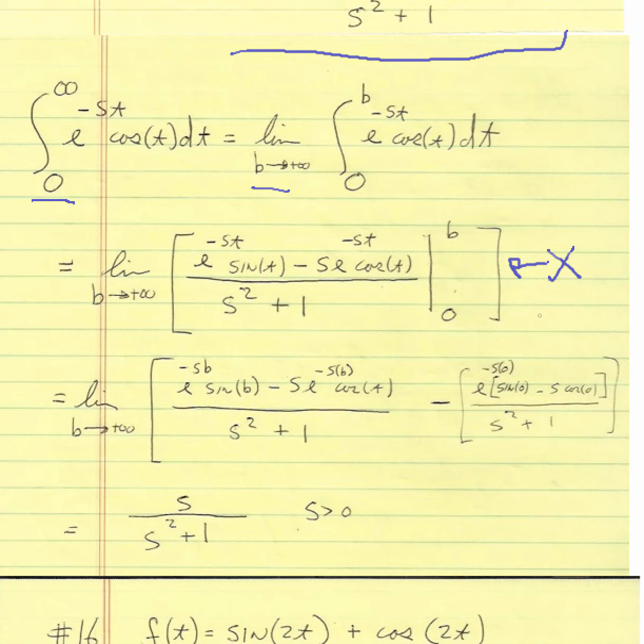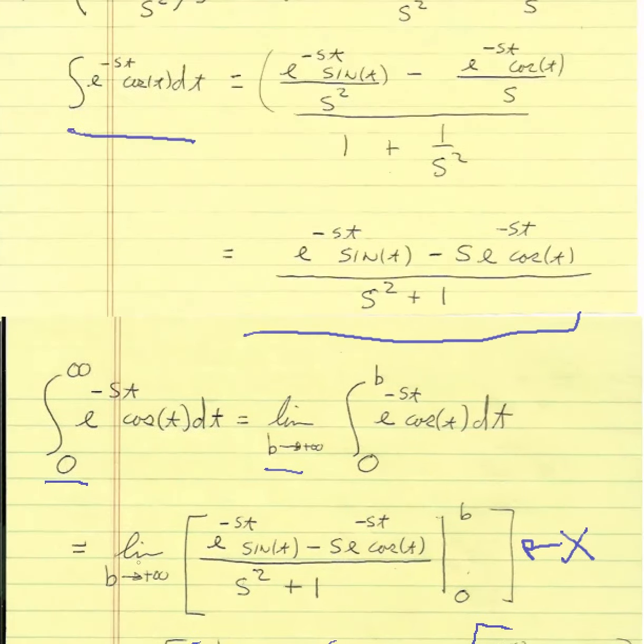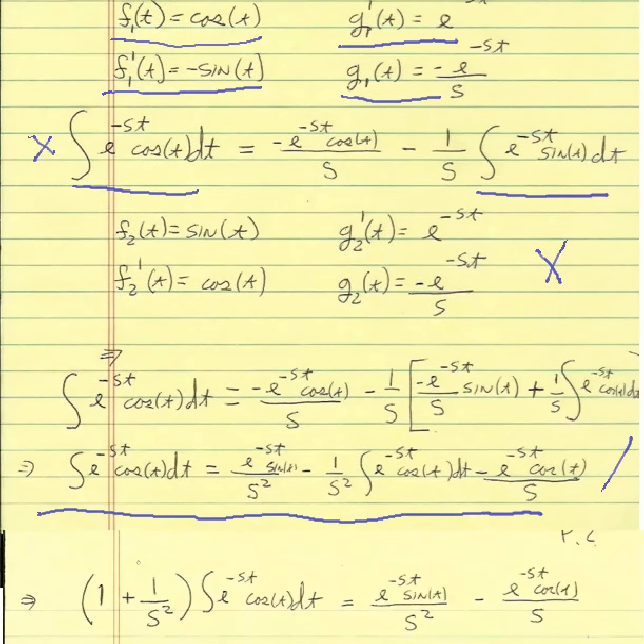Okay, and then we actually apply the fundamental theorem of calculus here, and we notice that, in fact, as b approaches plus infinity, this term here goes to 0, since s is greater than 0. And this term here goes to 0, since s is greater than 0. So the only thing that's left over is this term. And we just calculate the sine of 0 as 0. The cosine of 0 is 1. And this leads us to our Laplace transform of the cosine of t. Okay. So that's using the definition, and we'll need to be able to do that.